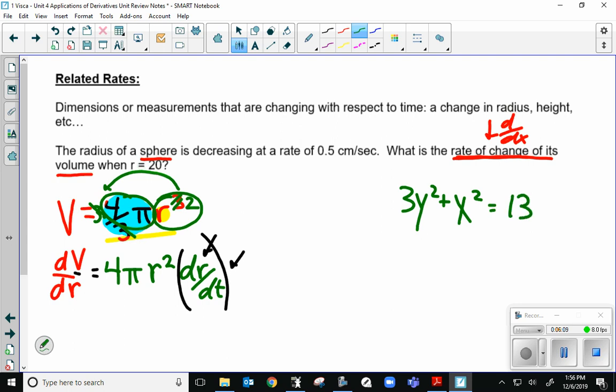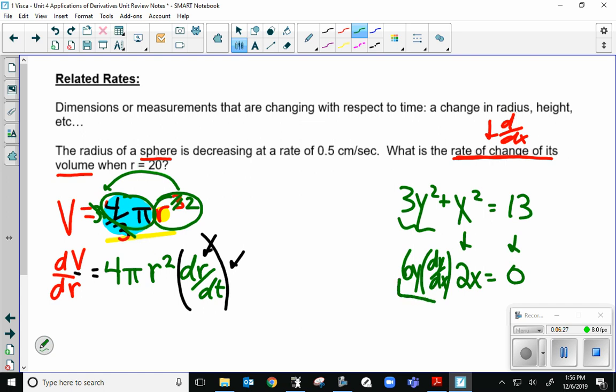I had to do this implicitly. The derivative of x squared is just 2x. The derivative of 13 was 0. And the derivative of this was not just 6y, but 6y dy dx. Anytime we took the derivative of the y, we always had to write dy dx next to it, correct?